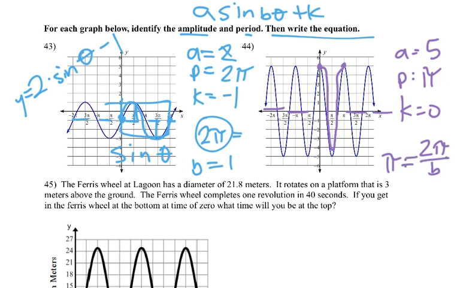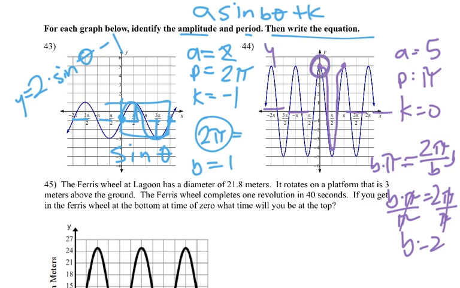If I multiply by b on both sides, I'd get b times pi equals 2 times pi, which should be pretty easy to see what we're going to end up with. You may have seen that from the start. So b equals 2. Now we started above, so most likely this is a cosine. So I'd go y equals a, 5, times cosine of b, 2, times theta, or x, then plus 0, or just leave it like that.